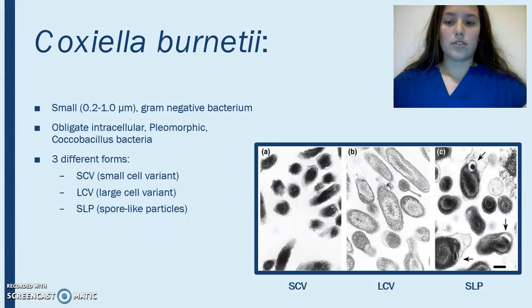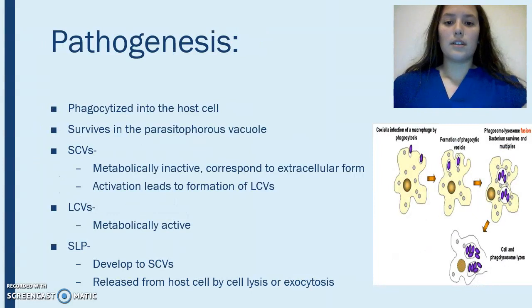The three different forms are small cell variant, which is highly contagious, large cell variant, which is usually what you find in cell cultures, and then spore-like particles, which are infectious and robust to the environment. And you can see all three pictures of the small cell, large cell, and spore-like. So a little about the pathogenesis.